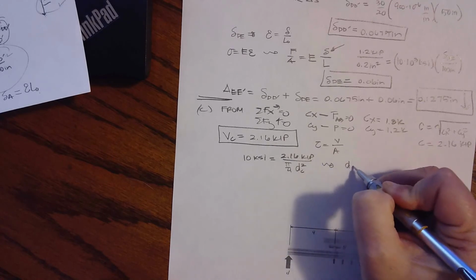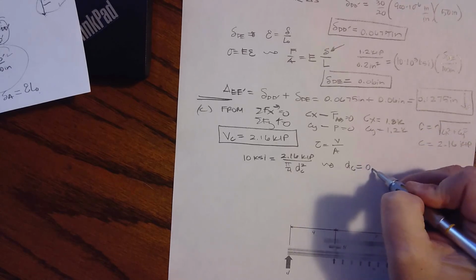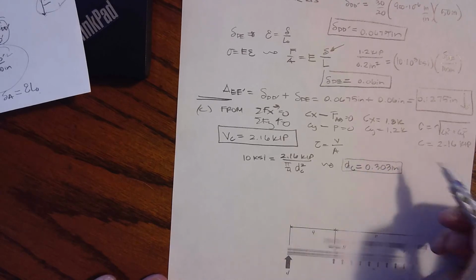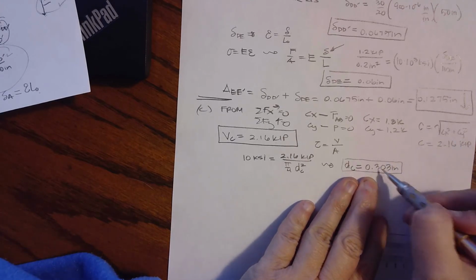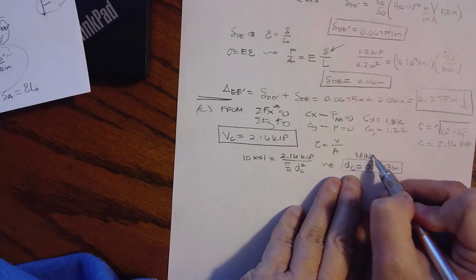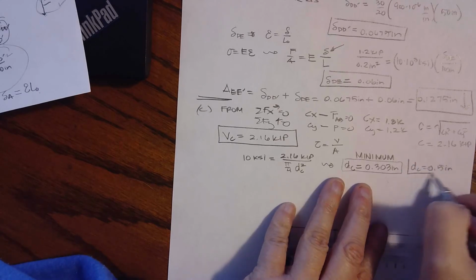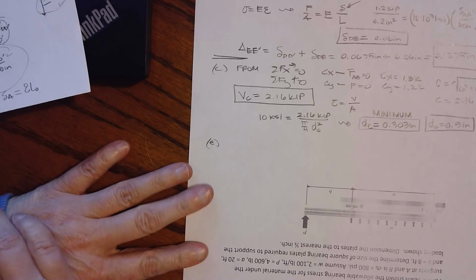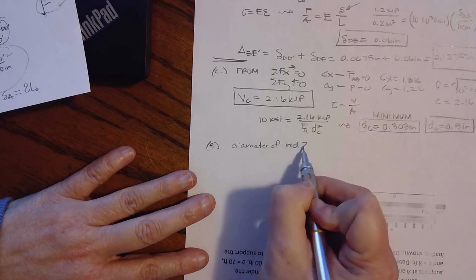And I get that the diameter of my pin at C has to be at least 0.303 inches in diameter. But the criteria says to round to the nearest quarter inch. Do I round down or do I round up? This is the minimum diameter I can have, so I have to round up to 0.5 inches. Easy peasy. Now, that was DE. It says to find the change in the diameter of rod 2.